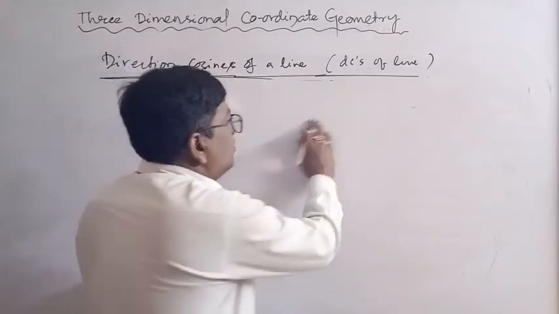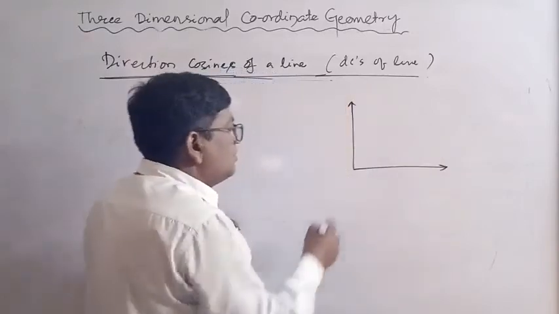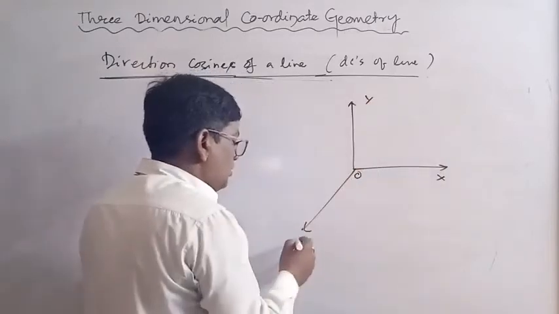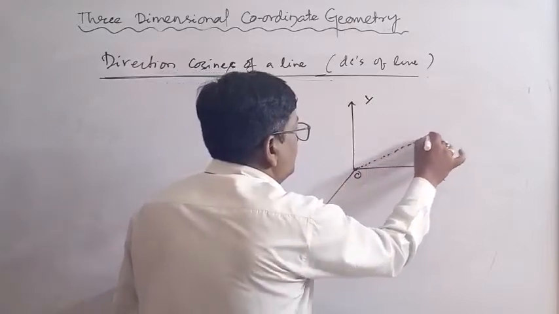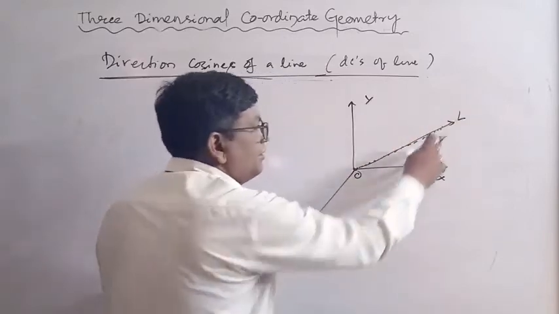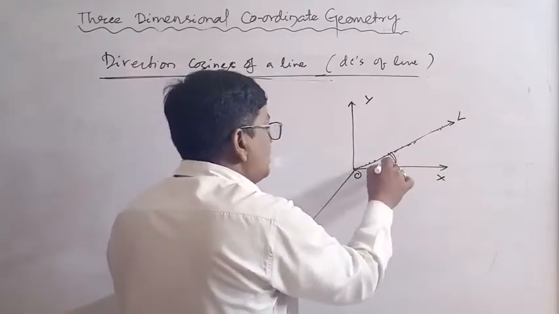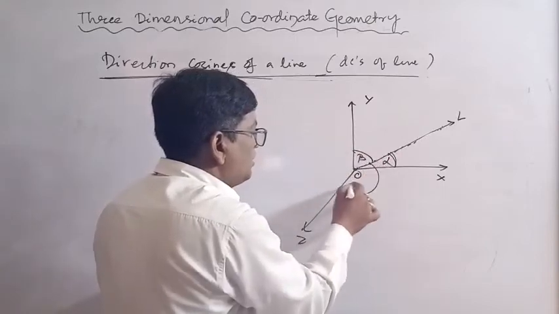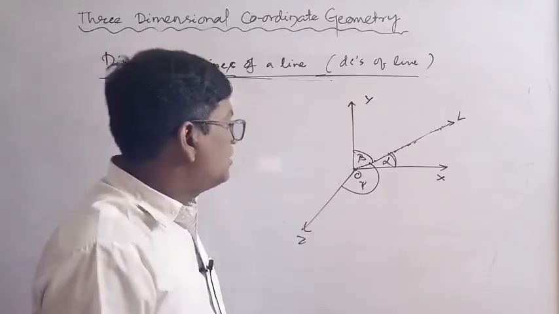Suppose this is the coordinate system. This is the origin, this is the x-axis, this is the y-axis, and this is the z-axis. Suppose a line here, any line. If this makes an angle alpha with the x-axis, beta with the y-axis, and gamma with the z-axis, then cos alpha, cos beta, cos gamma are called direction cosines.